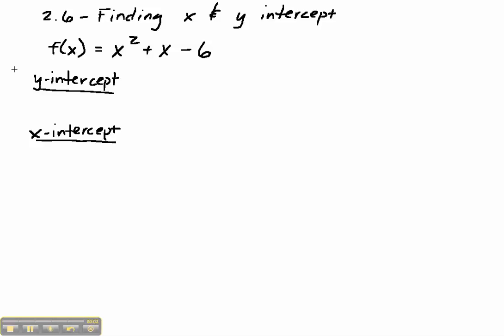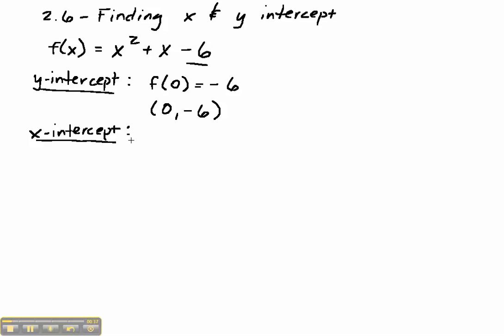To find the x and y intercept of a quadratic function, we'll first look at the y-intercept just because that's easier. The y-intercept is always c. It's always the constant. And we find the y-intercept, we let x equal 0. So when x is equal to 0, all we'll have left is negative 6. So the y-intercept is negative 6. To write that as an ordered pair, that would be (0, negative 6).